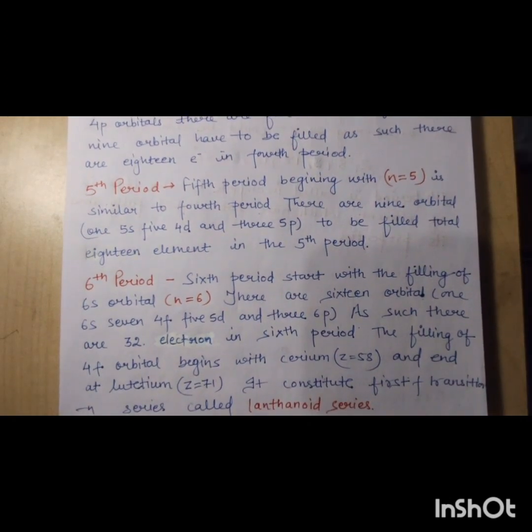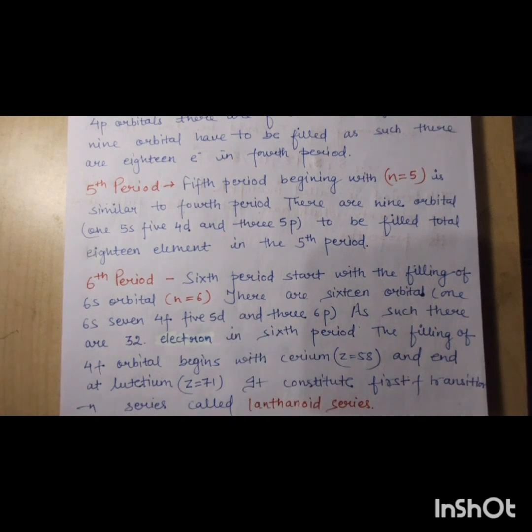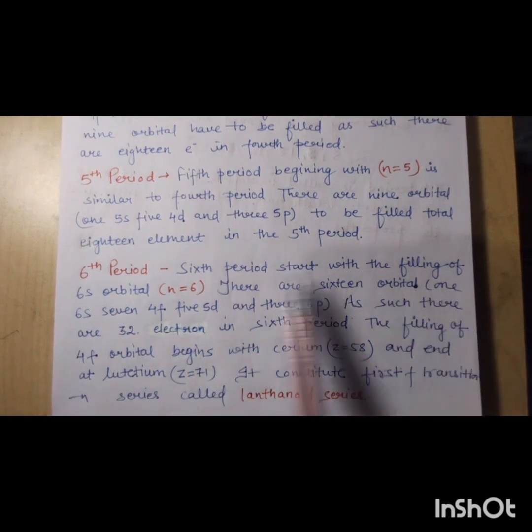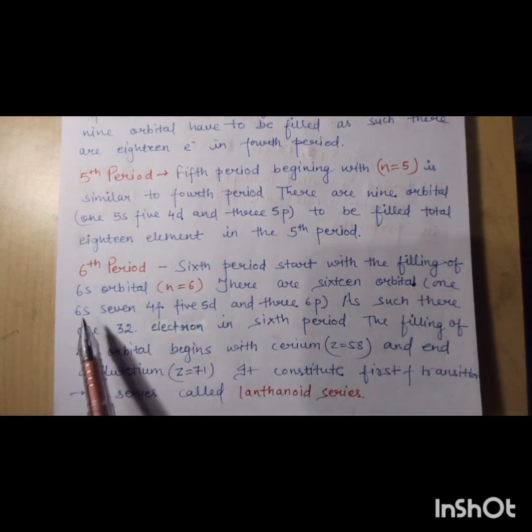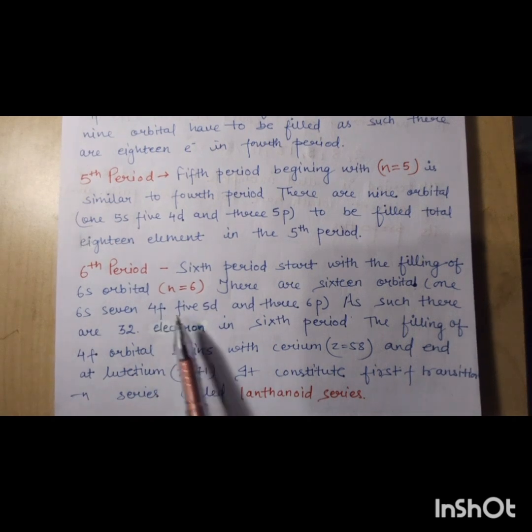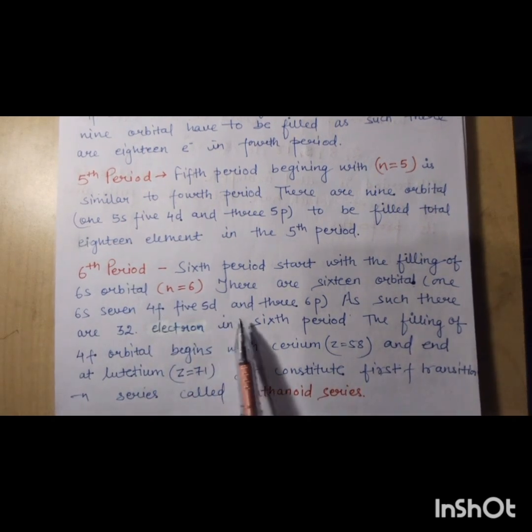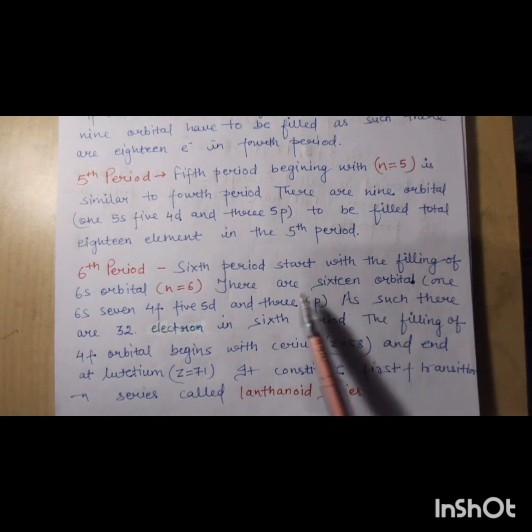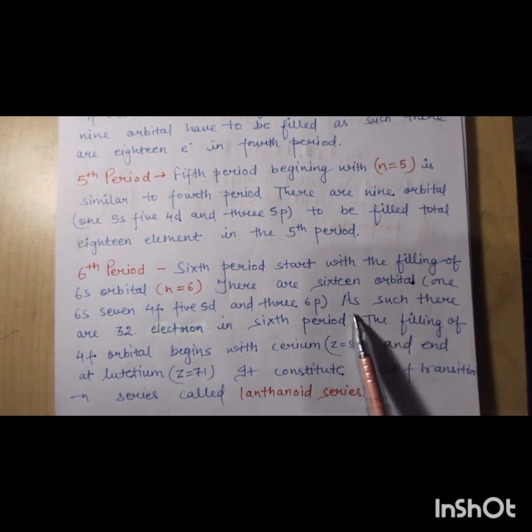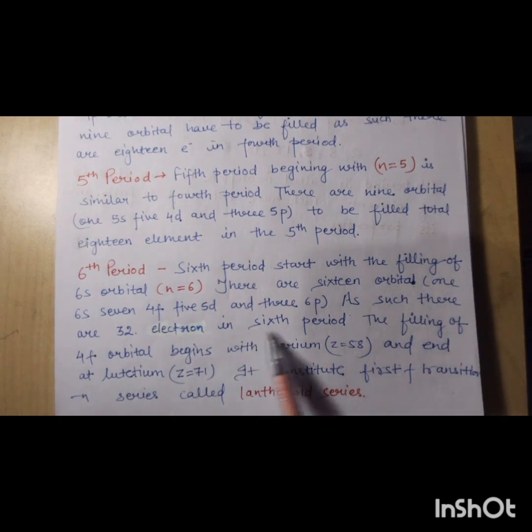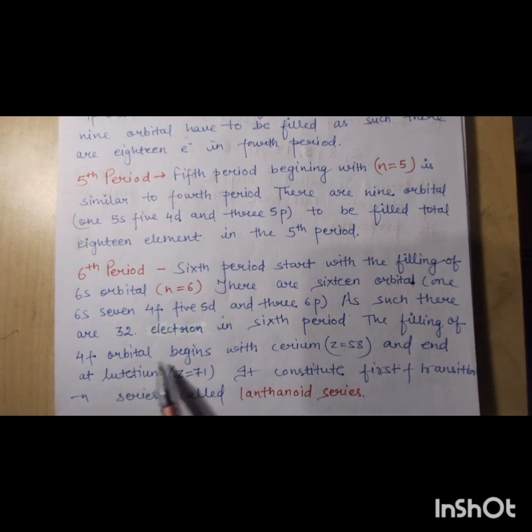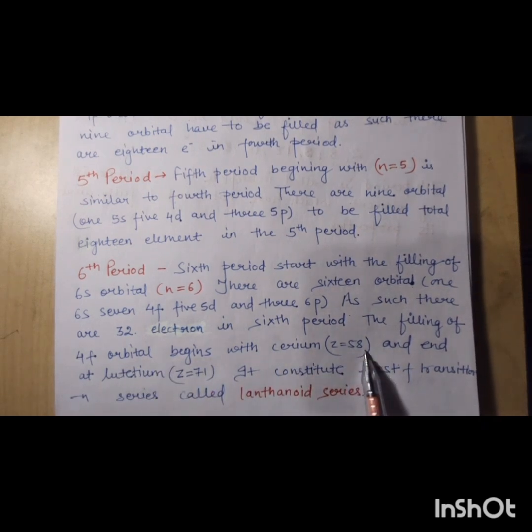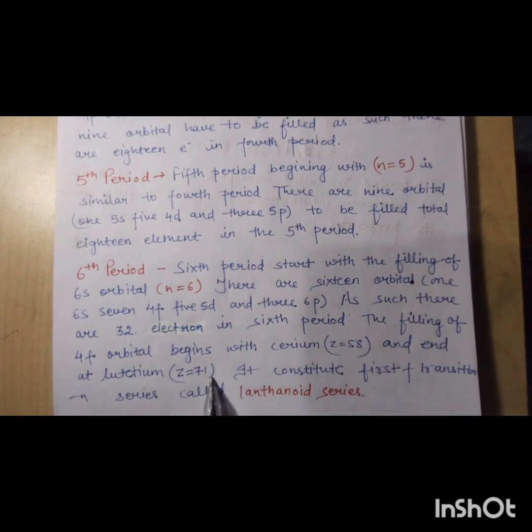Now next is the sixth period. The sixth period starts with the filling of the 6s orbital, that is n is equal to 6. There are 16 orbitals: one 6s, seven 4f, five 5d and three 6p. As such, there are 32 electrons in the sixth period, that is double the orbitals. The filling of the 4f orbital begins with cerium, that is Z is equal to 58, and ends with lutetium, that is Z is equal to 71.